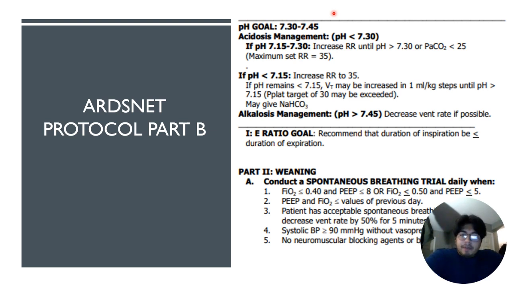For your alkalosis management, if you have a pH of greater than 7.45, then all you would need to do is either decrease your vent rate if possible, or try to manage that I:E time as well.